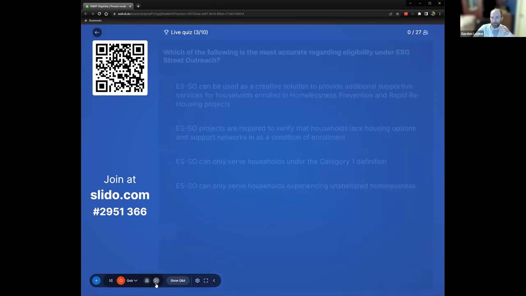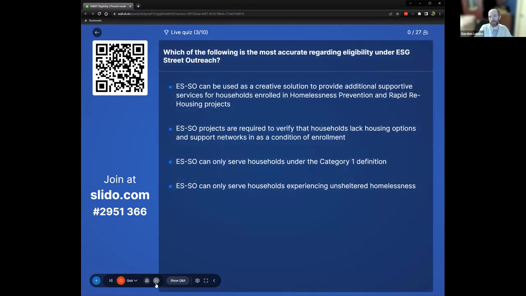impact. Next up, which of the following is the most accurate regarding eligibility under ESG street outreach? That street outreach can be used as a creative solution to provide additional supportive services for households enrolled in homelessness prevention and rapid rehousing projects. That street outreach projects are required to verify that households lack housing options and support networks as a condition of enrollment. That they can only serve households under the Category 1 definition, or that they can only serve households experiencing unsheltered homelessness. Which of these is the most true? It's the truest, the most accurate. Which of these is right regarding eligibility under ESG-funded street outreach?